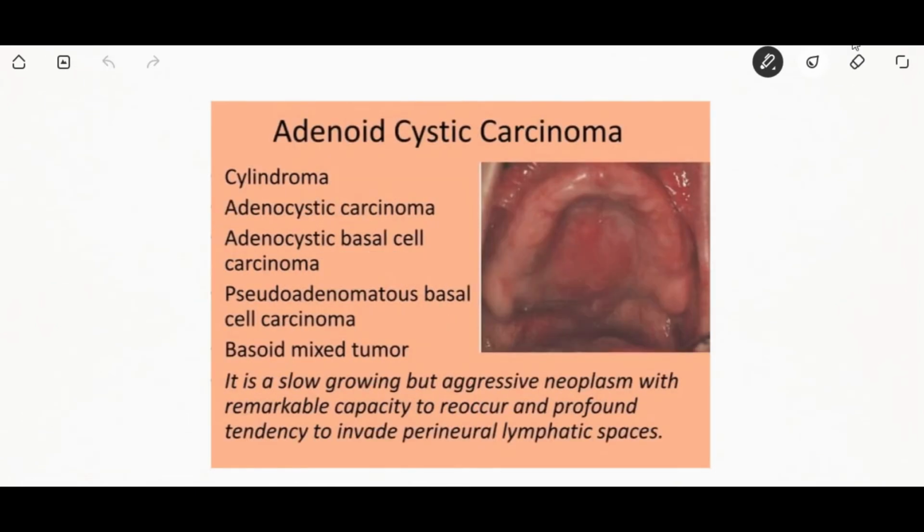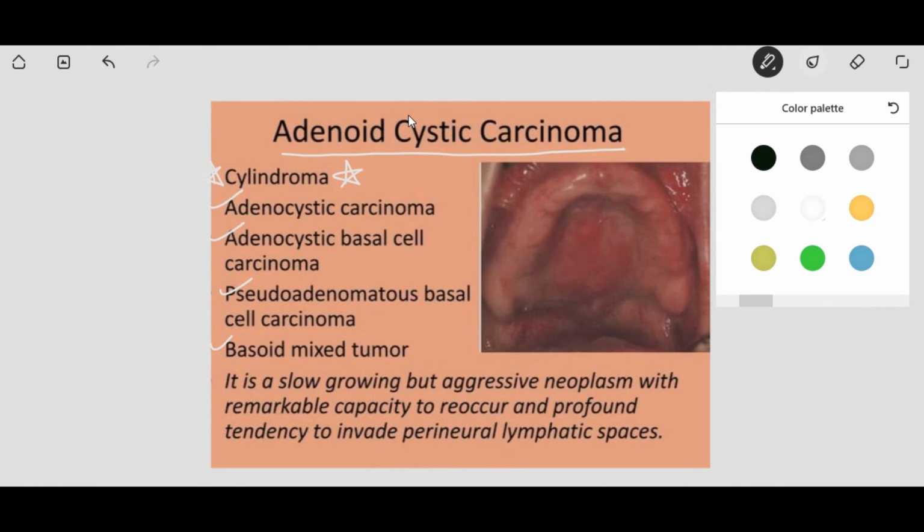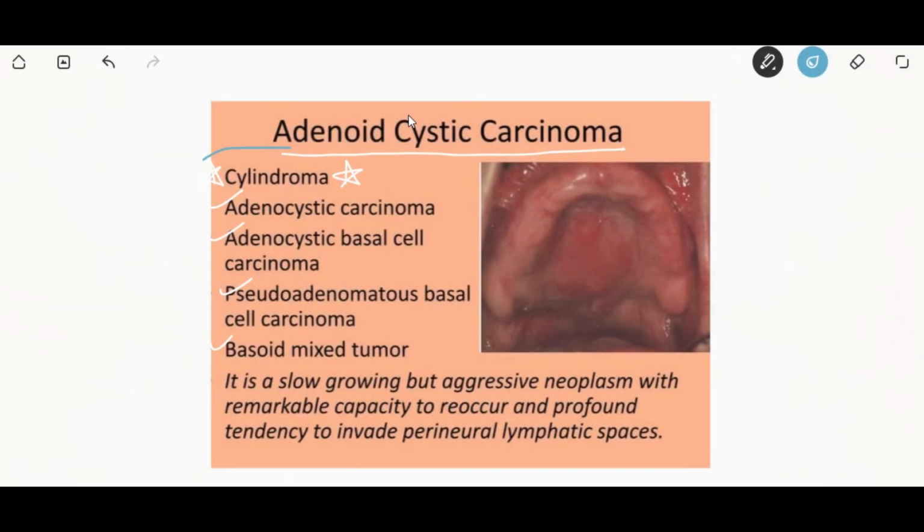The next comes the adenoid cystic carcinoma. The other name of adenoid cystic carcinoma is cylindroma. Which carcinoma is known as cylindroma? It's adenoid cystic carcinoma. It is a slow growing but aggressive neoplasm with a remarkable capacity for recurrence.